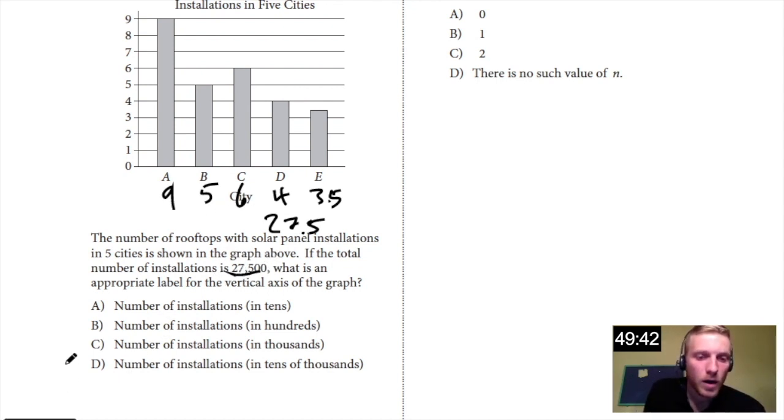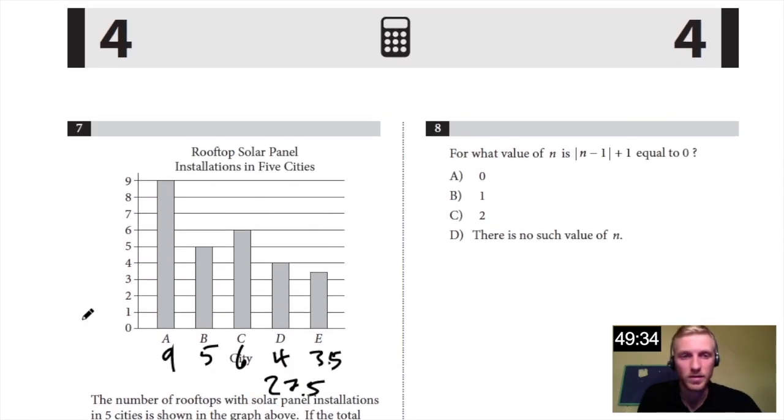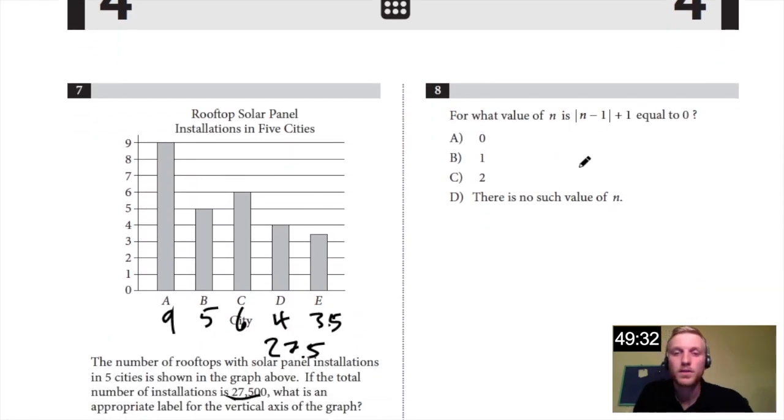So what is an appropriate label? We have tens, hundreds, thousands, 10,000s. It's going to be thousands. 27.5 times 1,000 is equal to 27,500. Okay, answer 8. Question 8, sorry.